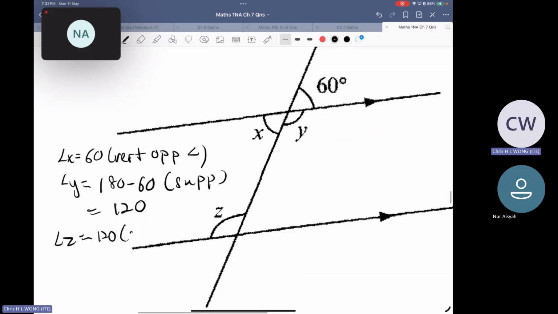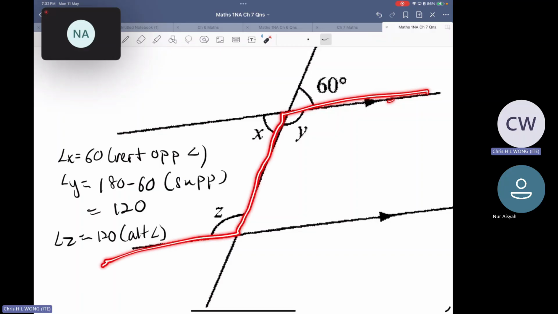Alternate angle. Why do you say alternate angle? Look for the Z. Can you see? Okay. Is that right?